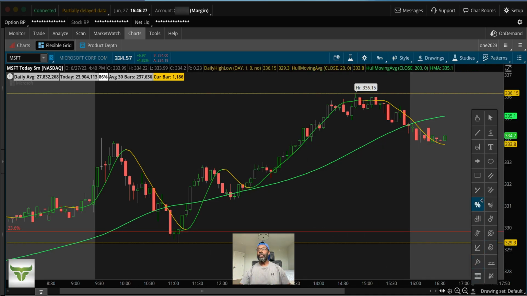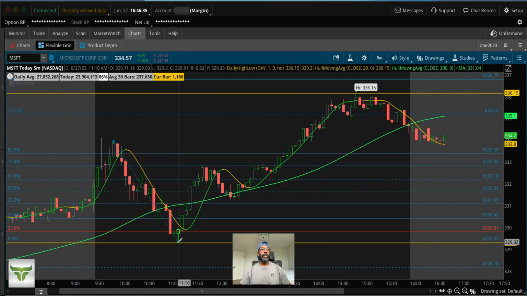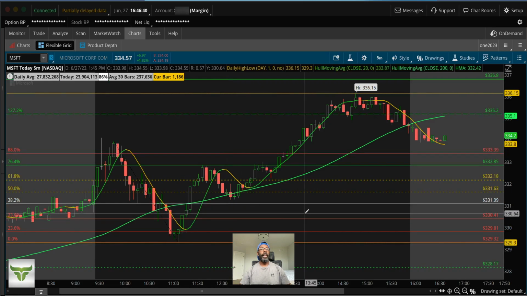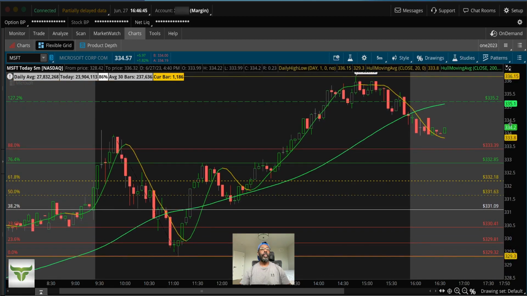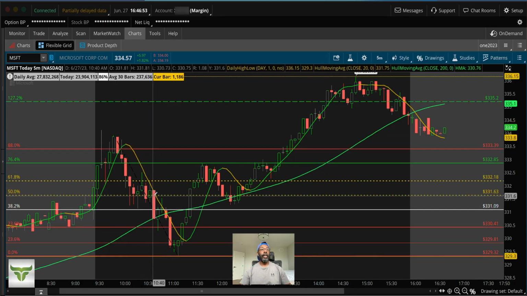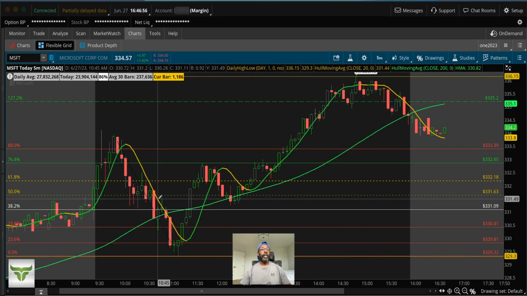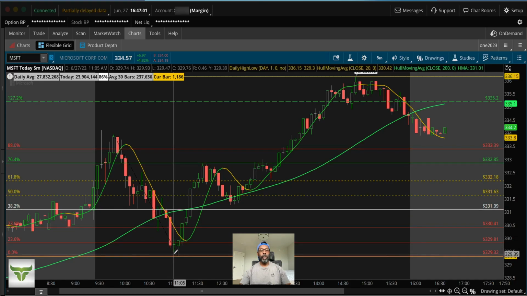So let's take Fibonacci retracements. Let's take a Fibonacci retracement from a high right here. If you were scalping on the downside, you're looking at getting out at 50%, taking profit. Then you're looking at carrying this all the way down to the 0 point, which is right there.